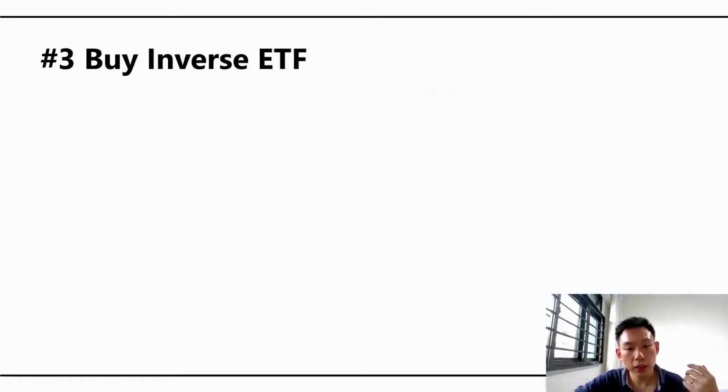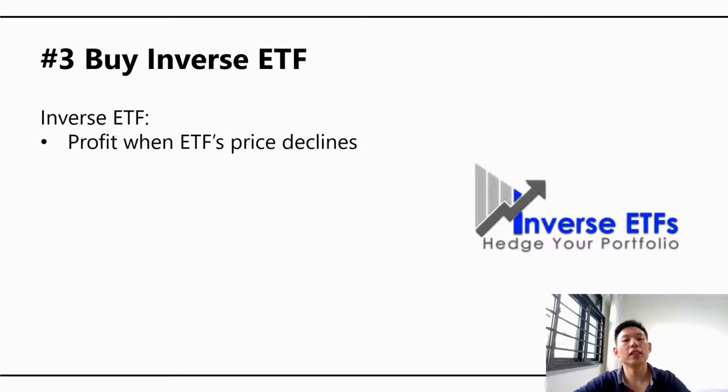Okay, so the third and final method that I'll be sharing is the buying of the inverse ETF. An inverse ETF is an exchange traded fund, or ETF, that's constructed to profit from a decline in the value of an underlying benchmark. Simply put, inverse ETFs allow investors to make money when the market or the underlying index falls, and you don't have to sell anything short or buy put options or anything.